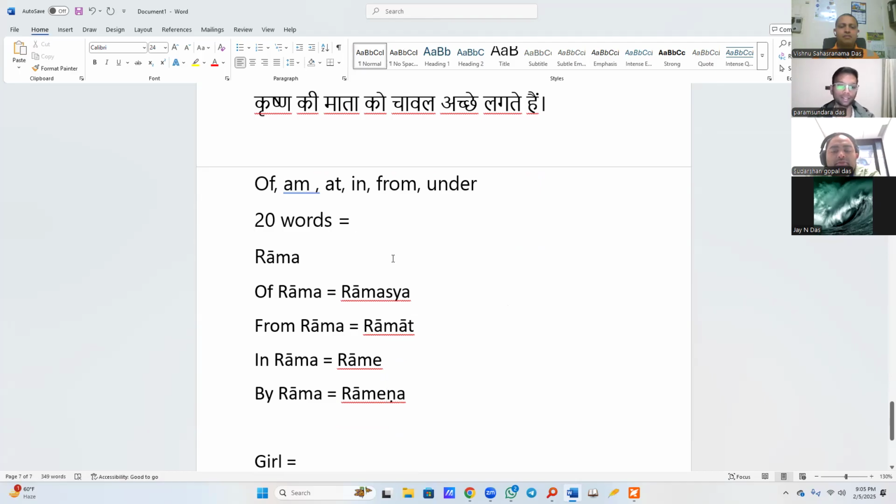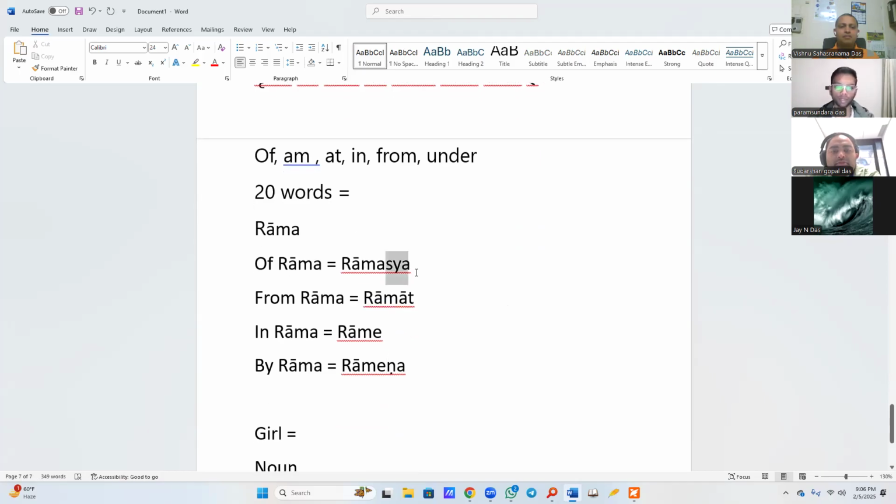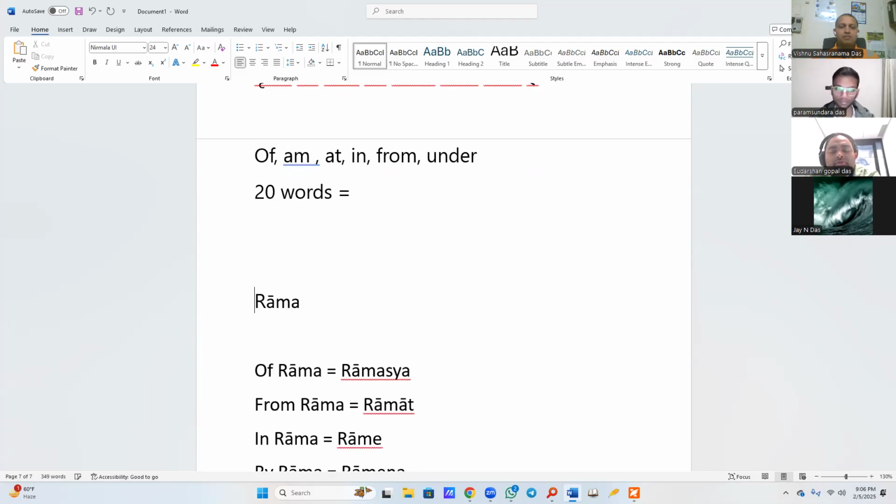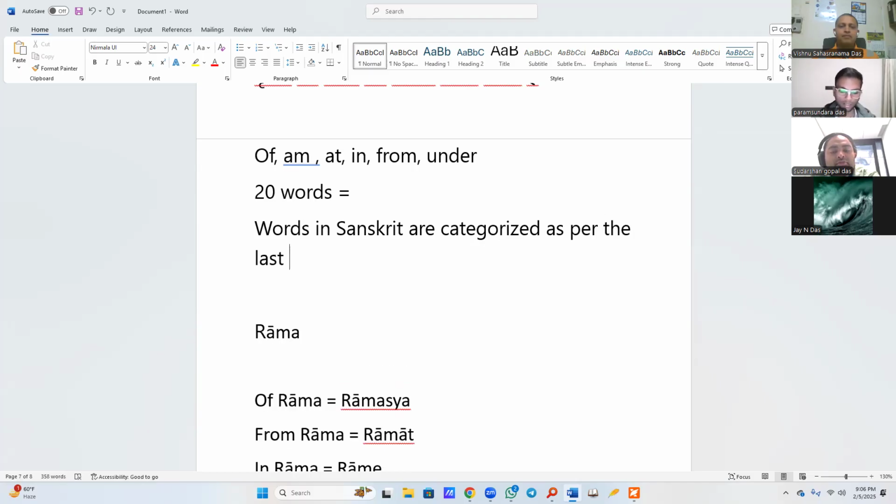Now you may ask, what's the big deal in that? We can simply memorize these endings. Let's say we can just simply memorize the table. But the thing is that in Sanskrit, we have many words which are categorized according to the last letter of the word. So words in Sanskrit are categorized as per the last letter of that word.